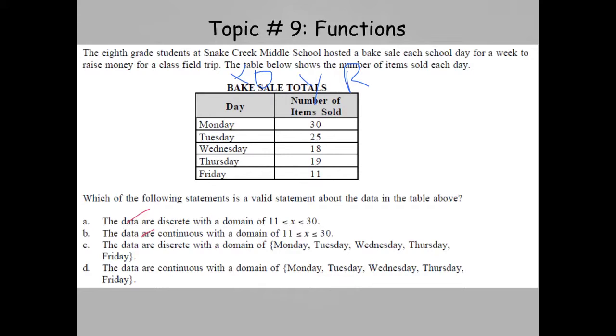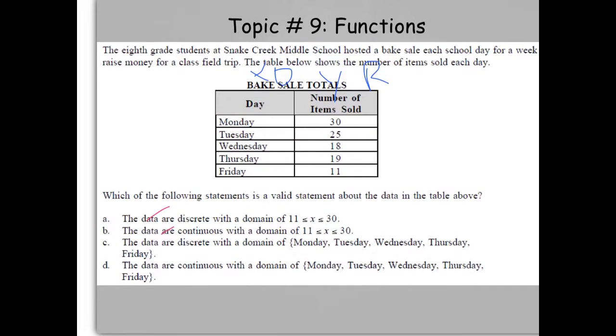The domain has to do with the days of the week. Since you can't have a day halfway between Monday and Tuesday, this is what I mean by fractional values. You can't have something between the two of them. So what that means is the data is discrete. Our correct answer is C. Data is discrete because you can't have something between. It's not continuous. Data is discrete.